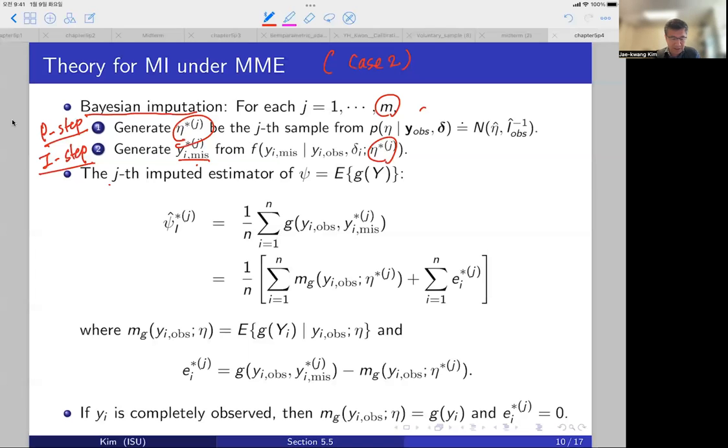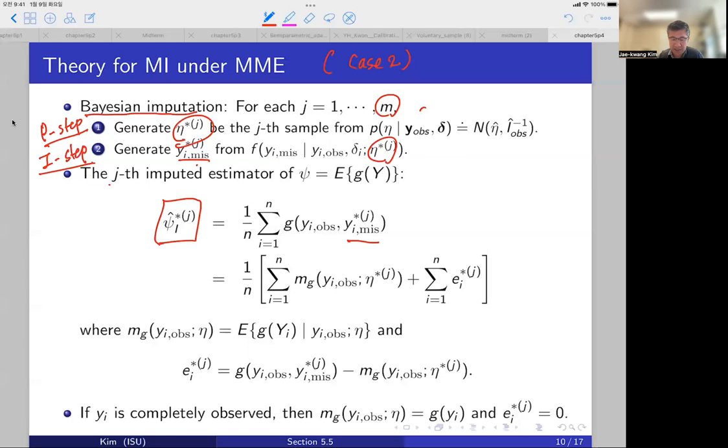Once we obtain the imputed value, we plug it into the method of moment estimator and then obtain the imputed estimator, the J-th imputed estimator. Then we average over J to obtain the multiple imputation estimator.